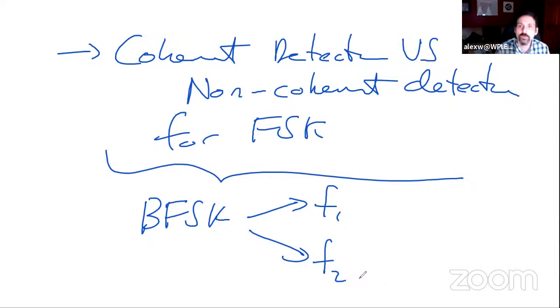Okay, so what we'll do is, I think we're going to stop there. But at the beginning of tomorrow's lecture, lecture 21, I'll finish off this example of coherent versus non-coherent detection for BFSK. So what did we learn today?